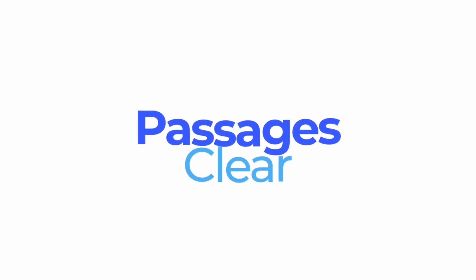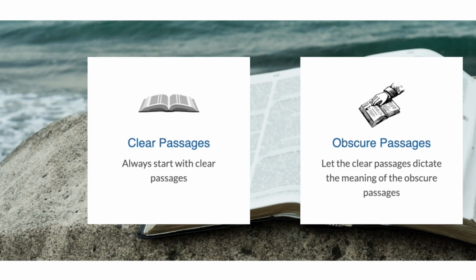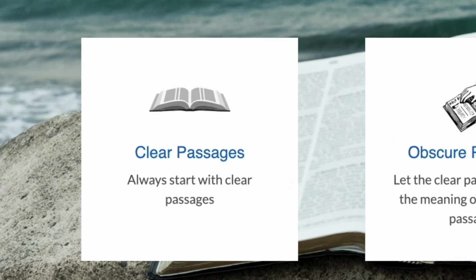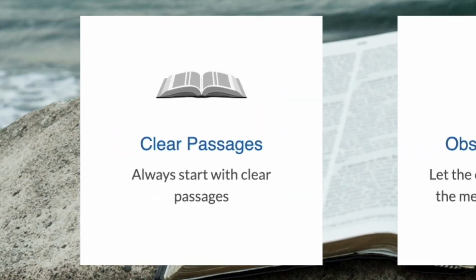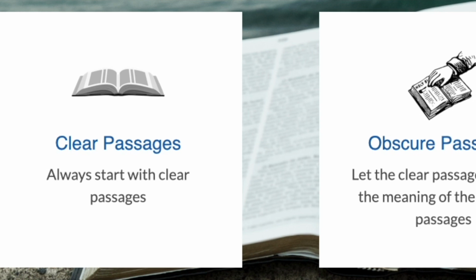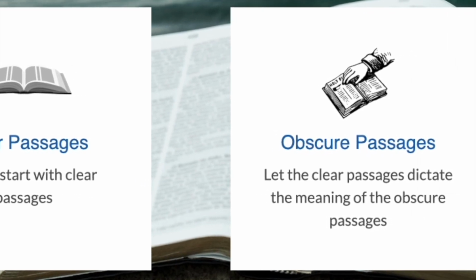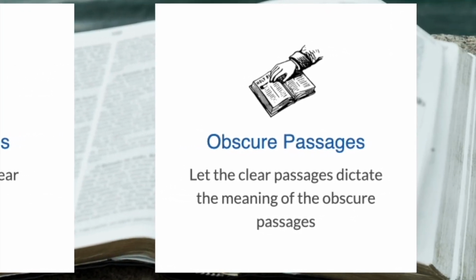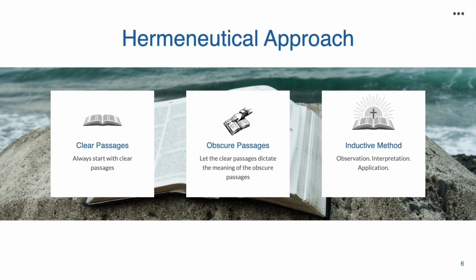Start with the clear passages that you see in the Bible, okay? So you always start with the clear passages. And then you move to the obscure passages, and you let the clear passages dictate the meaning of the obscure passages. I don't want to give any examples in this series.